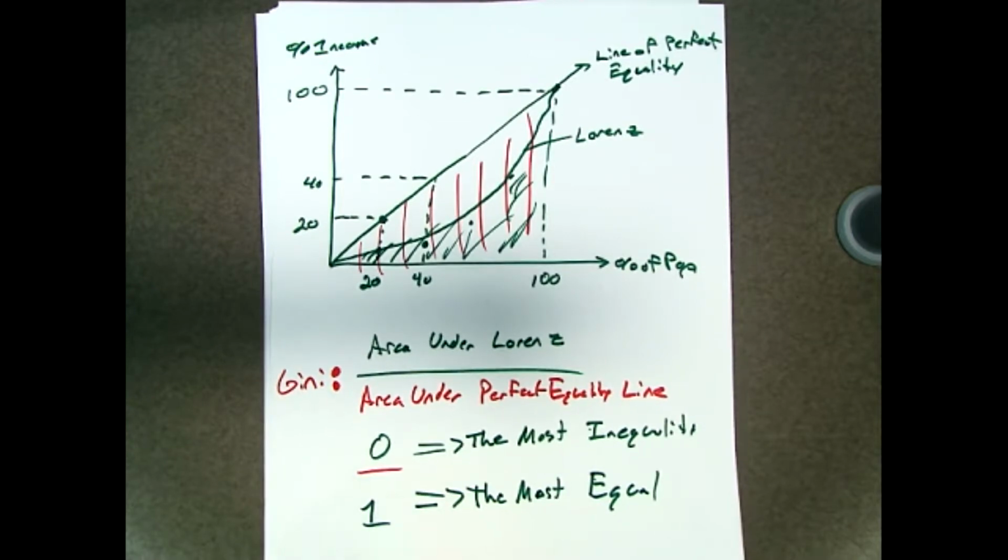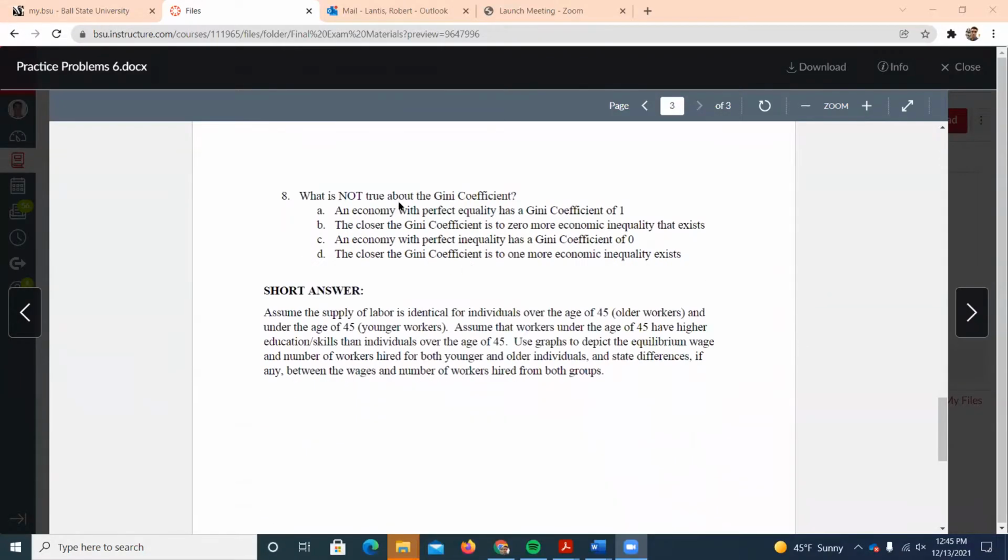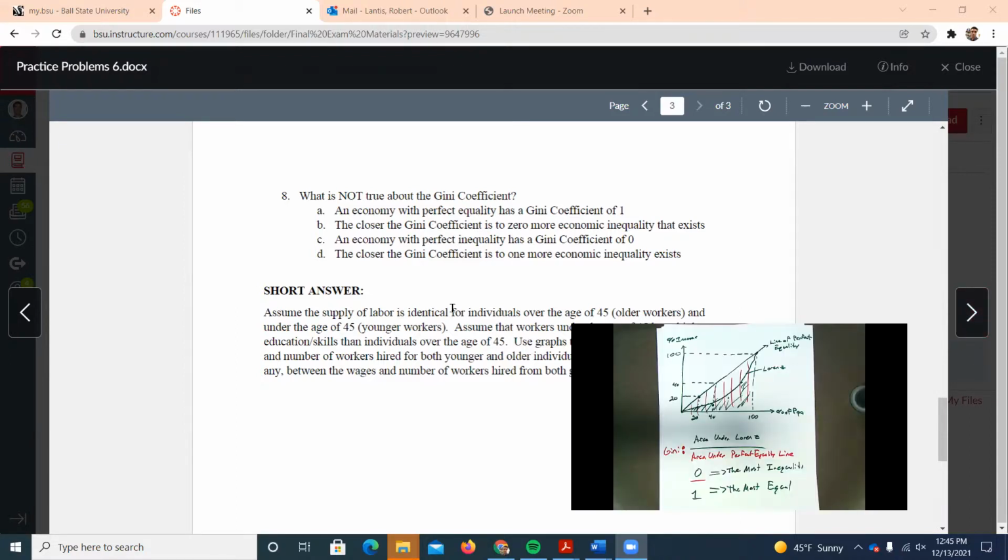As it gets closer and closer to 0, it's telling me that my income equality is getting worse and worse, right? So here, what statements are going to be not true? An economy with perfect equality has a Gini coefficient of 1. We said that was true. The closer the coefficient gets to 0, the more inequality exists. So that one's also going to be true, right? The closer we get to 0, the more inequality that exists.